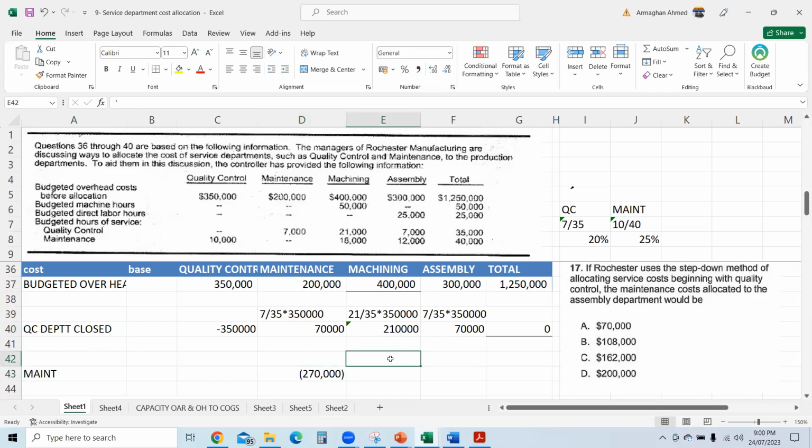Now we have to close which department? Maintenance. How will we close it? 18 divided by 40. No.